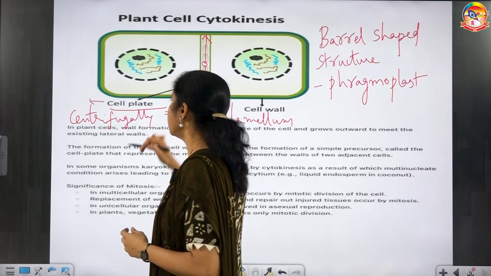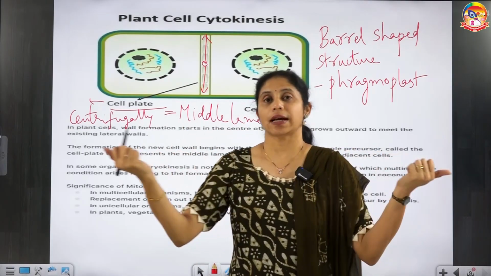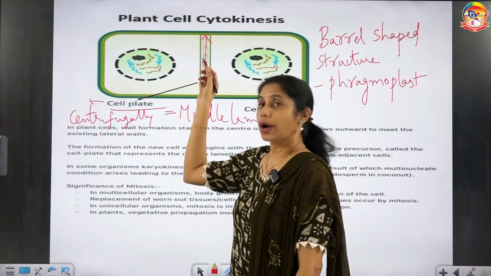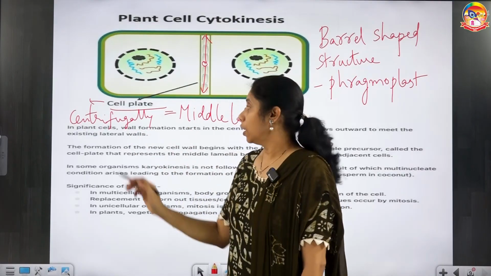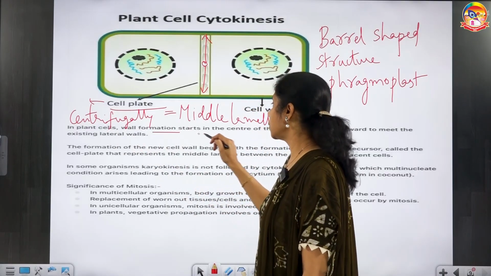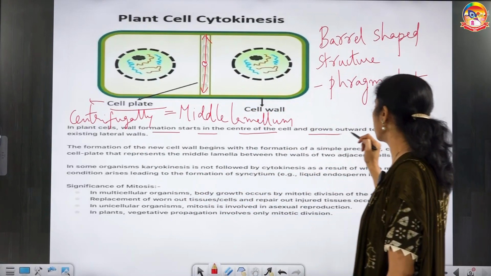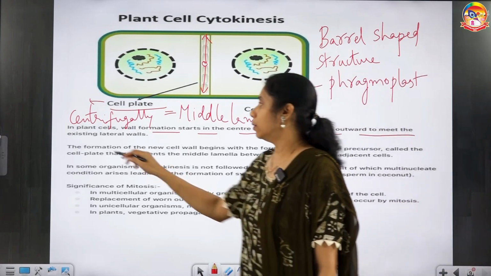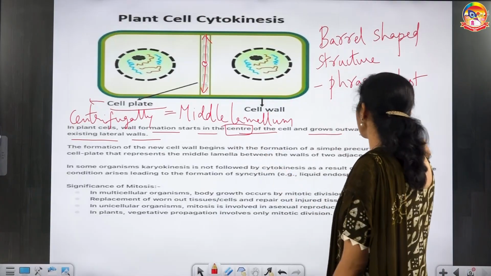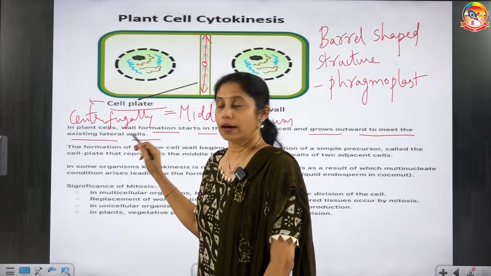It grows centrifugally, from the center towards the sides. So in plant cells, cytokinesis occurs by the cell plate method, which grows centrifugally. In plant cells, wall formation starts in the center of the cell and grows outward to meet the existing lateral walls.